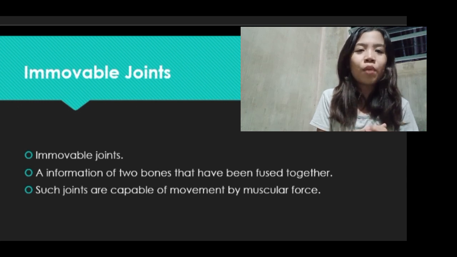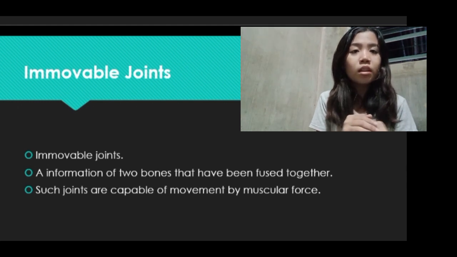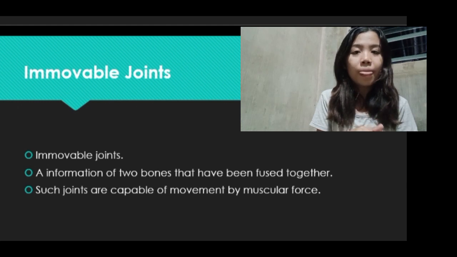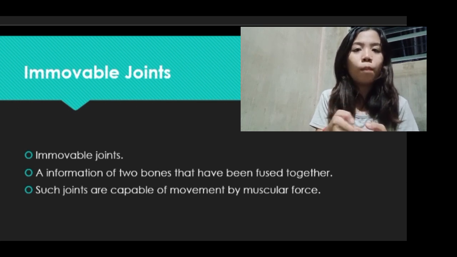A good example of this type of joint is the sutures in the skull. The bones of the skull are fused together by fibrous tissue, creating a joint that doesn't allow movement. This is crucial for protecting our brain.